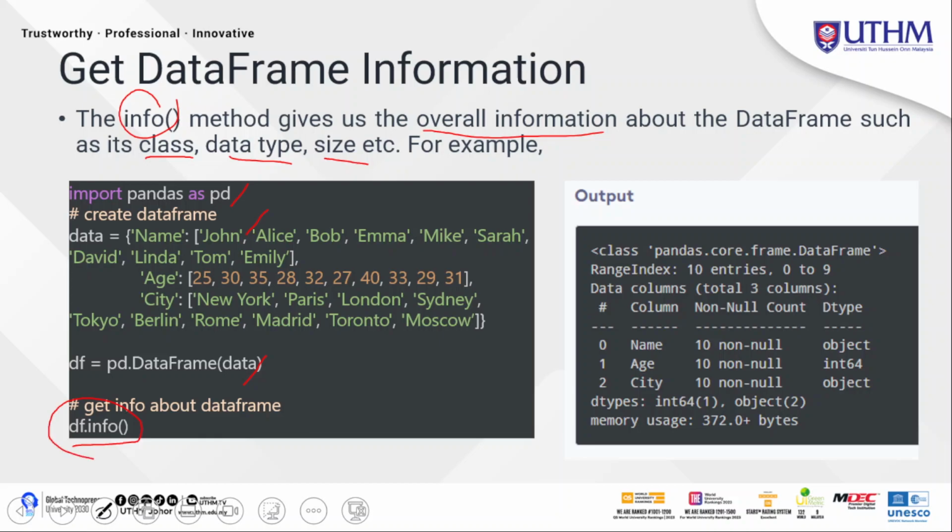So df.info, once you run it here, it shows you how many columns there are: name, age, city, records with non-null. Okay, and there are no missing values, so all records are present. And then the data type. It shows you the data type. First column is object, second column is integer, third column is object. So we have one integer and two objects. And it shows how much memory, the space, has been used for this two-dimensional data frame table, which is 372 bytes.